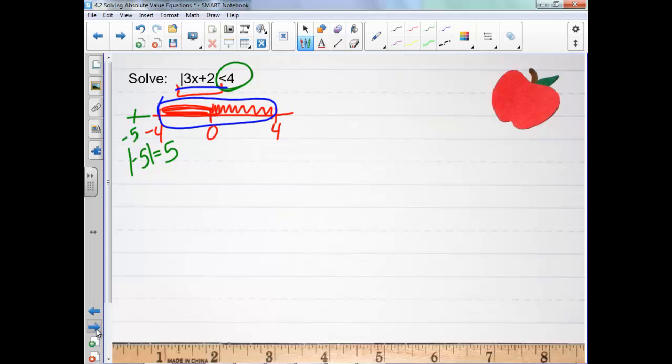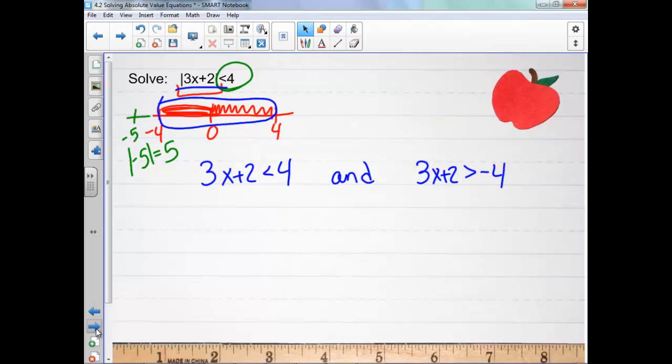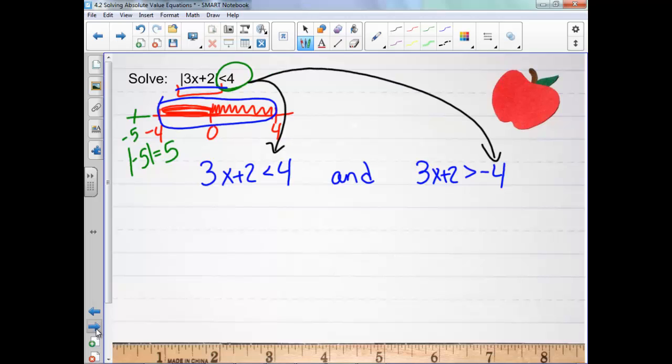So what that means is this 3x plus 2 needs to be less than 4, and it needs to be greater than negative 4. And so one thing to remember, you'll just rewrite it the same way here without the absolute value. And then on this one, we'll switch the sign and make it negative. And you have to remember this and in the middle. Now we'll just solve each of these.